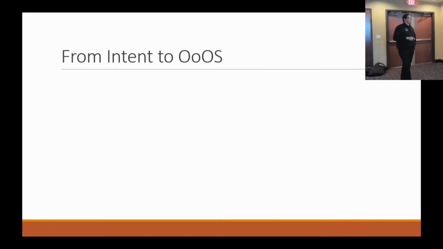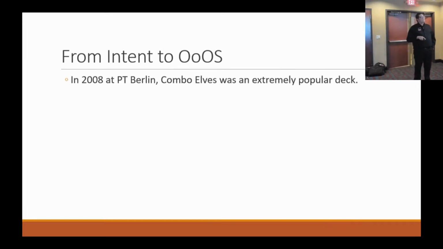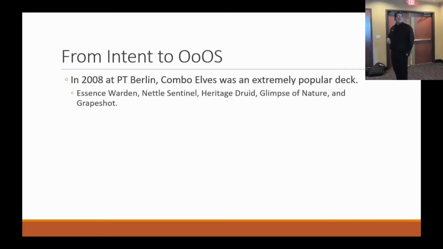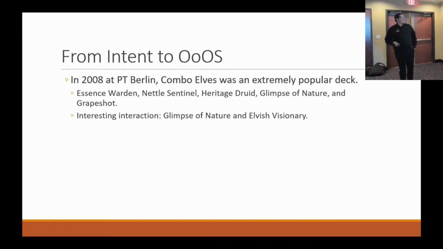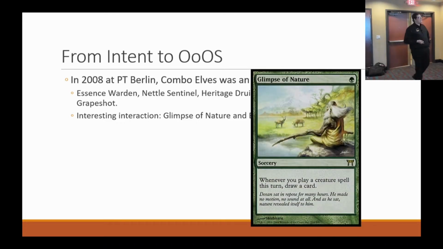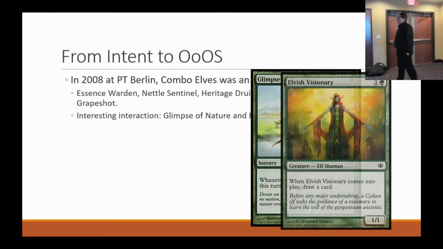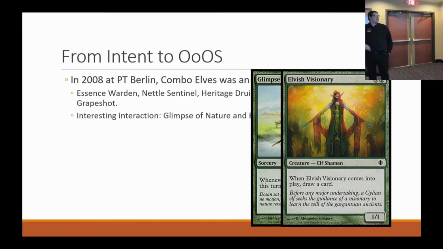So we go from ruling by intent to out-of-order sequencing. Because in 2008 at Pro Tour Berlin, there was a cool deck that I really wish was available to be played called Combo Elves. Used a lot of fun cards like Essence Warden, Nettle Sentinel, Heritage Druid, Glimpse of Nature, and Grapeshot. Right? Why do elves have the ability to just... Anyway. But there was a really cool interaction that happened with Glimpse of Nature, which says whenever you cast a creature spell this turn, draw a card, and Elvish Visionary, which says when it comes into play, draw a card.